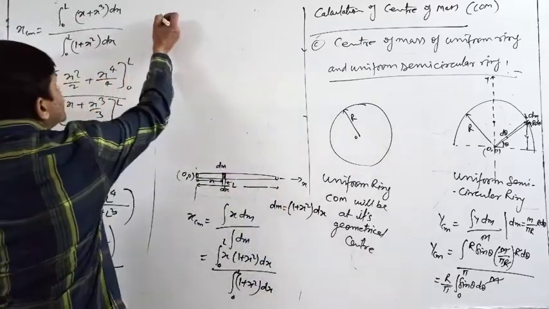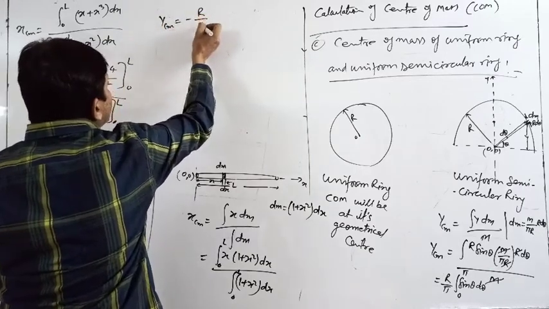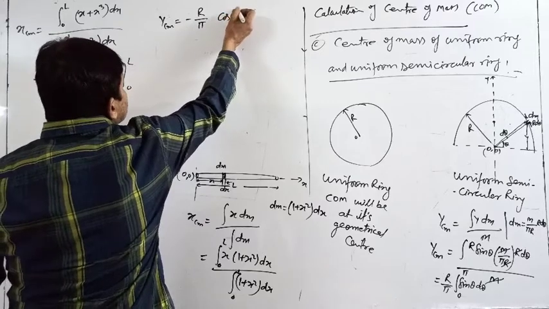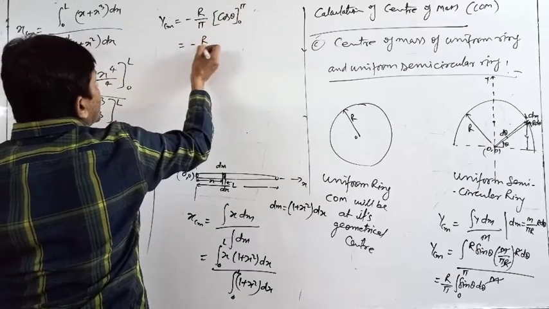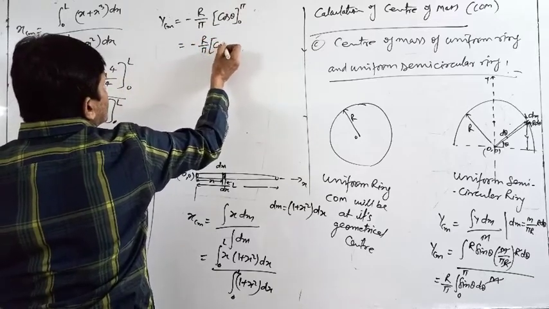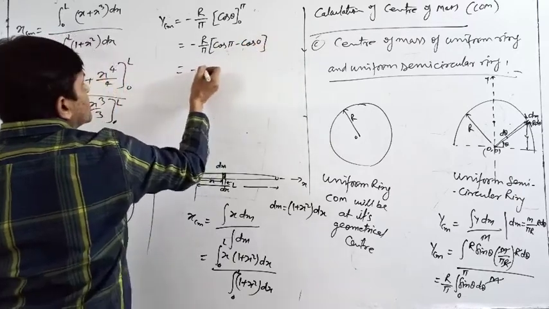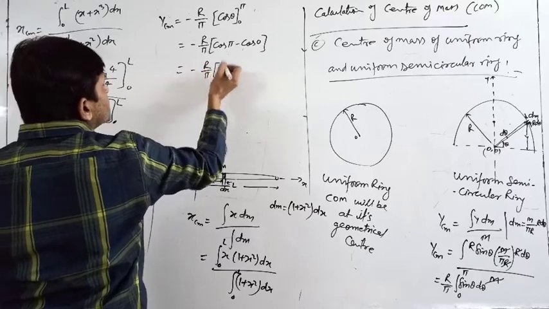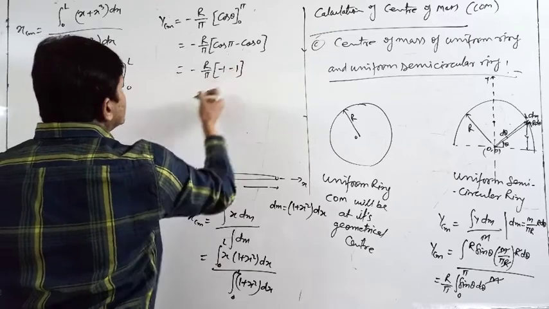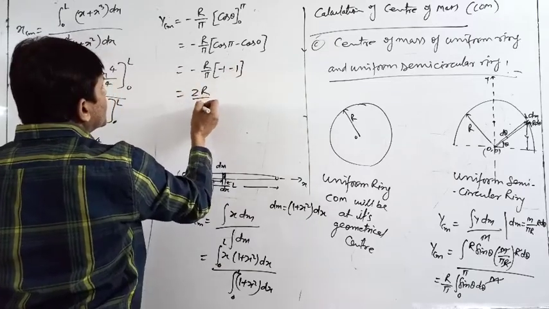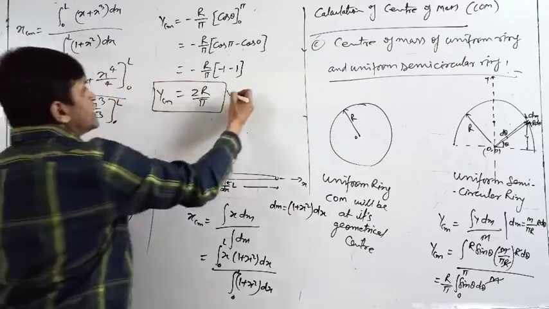So minus you can take outside, minus r by pi cos theta, then limit your 0 to pi. Minus r by pi, cos pi minus cos 0. Minus r by pi, cos pi or minus 1, and cos 0 also 1. So this becomes your 2r by pi. This is your y same. This result you have to remember.